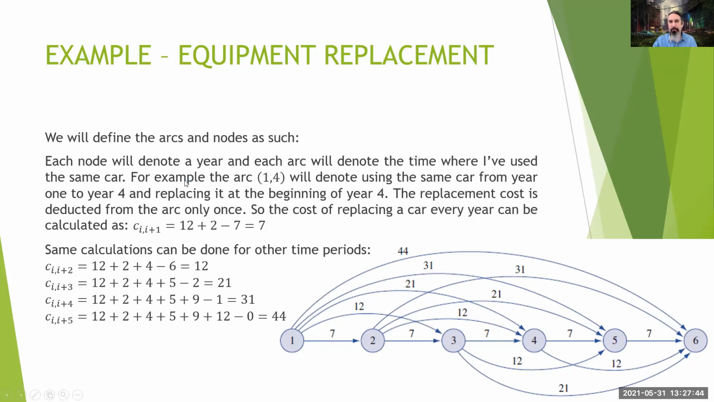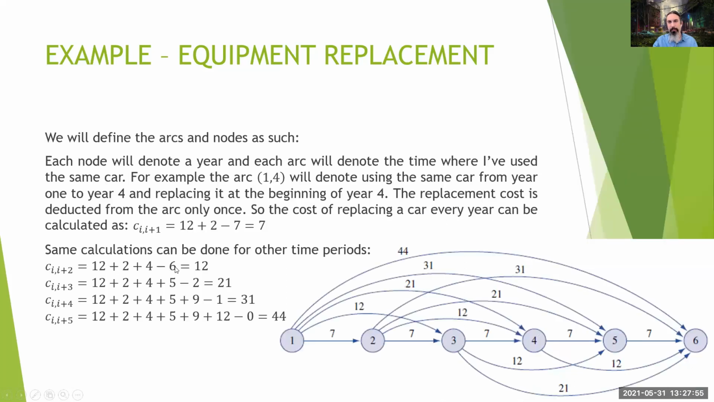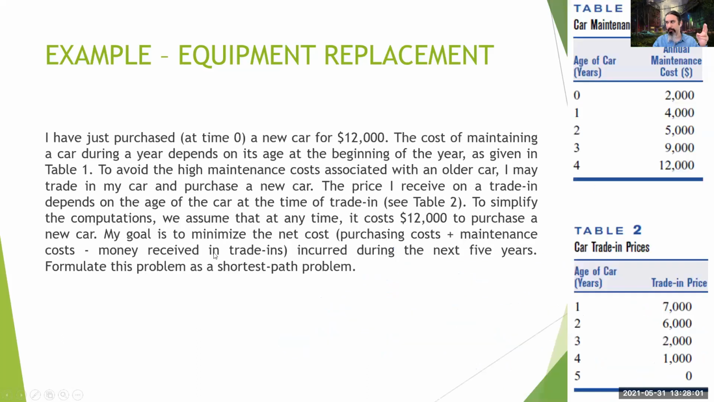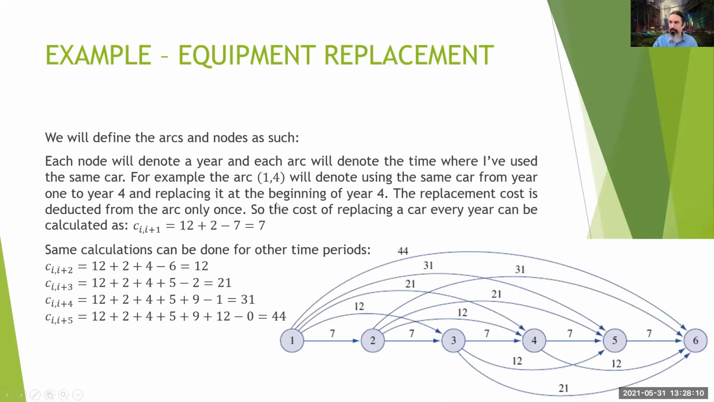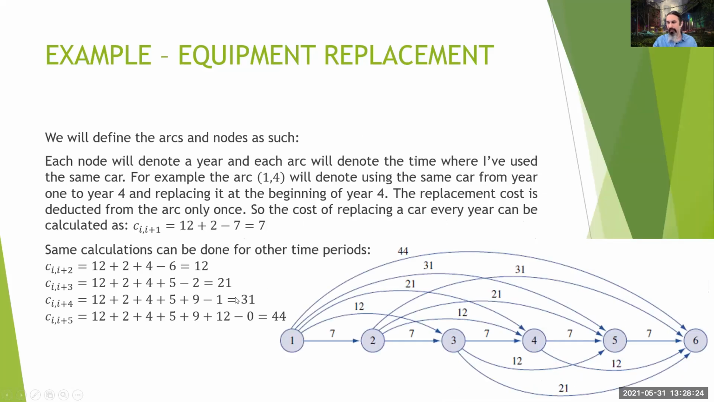Okay, what if I kept it for 2 years? I bought it for 12. All right, kept it for 2 years, maintenance of 2 plus 4, sold it at the 2nd year, selling it for 6. So 12 plus 2 plus 4 minus 6, cost of 12 for 2 years. 7 for 1 year, 12 for 2 years. Okay, go back. If I kept it for 3 years, the maintenance is 2 plus 4 plus 5. Trading in for 2, I bought it for 12. So 12 plus 2 plus 4 plus 5, the maintenance cost, minus 2, the trading income, 21 for 3 years. What about 4 years? Well, buying for 12, 2, 4, 5, 9, the maintenance cost, selling it for 1. And the cost is 31 for 4 years.